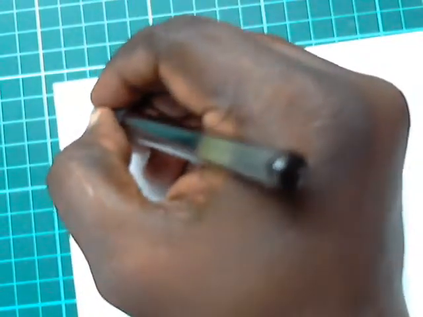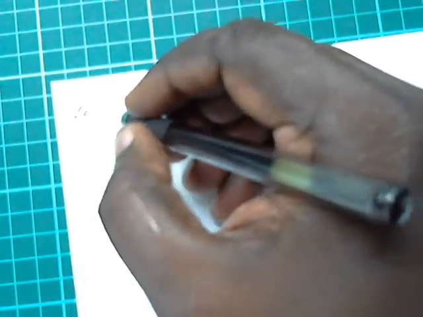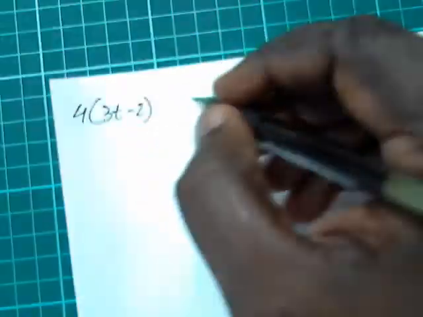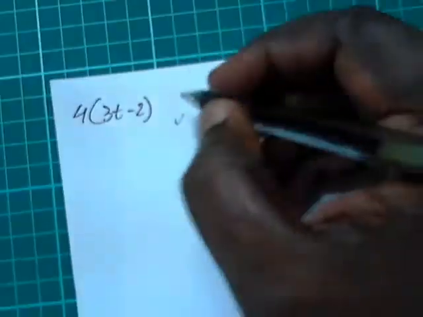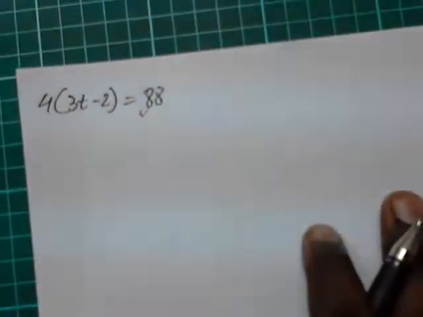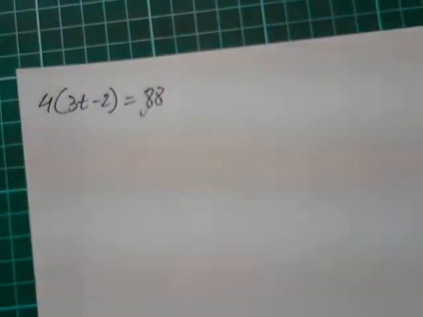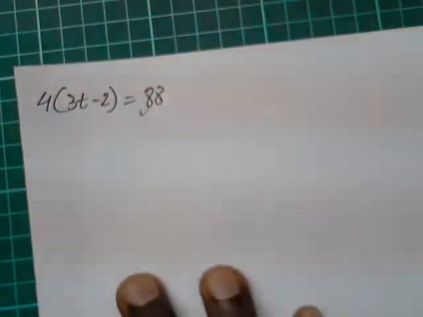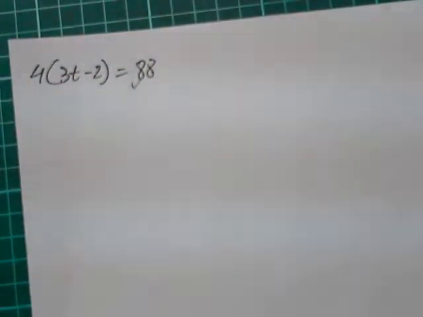Okay, it's 4 open bracket 3t minus 2 close bracket equals 88. Oh, this is a fantastic question. Now, I would like you to pause before you continue doing this question to see whether you can do this yourself or how far you can do. If you're really stuck, then come back and watch the video again. So try to pause now, and I wish you good luck trying this question.